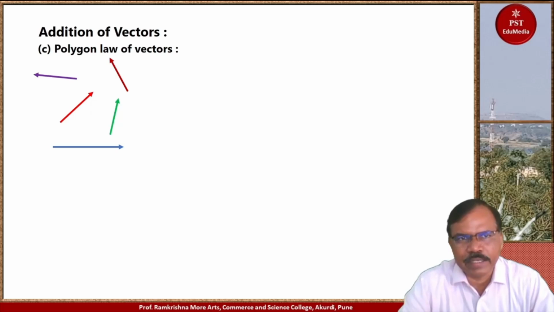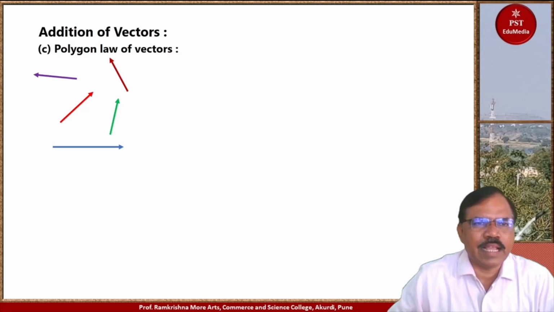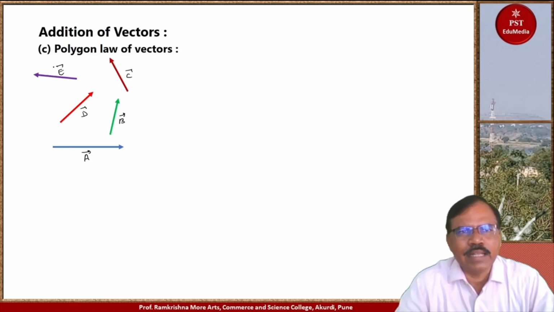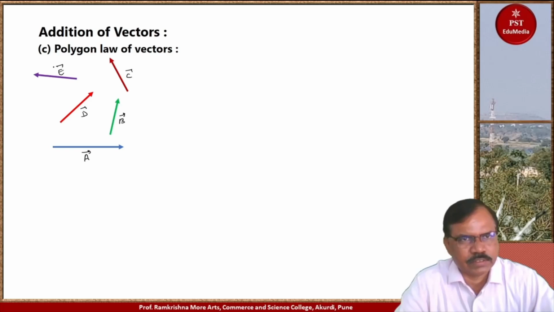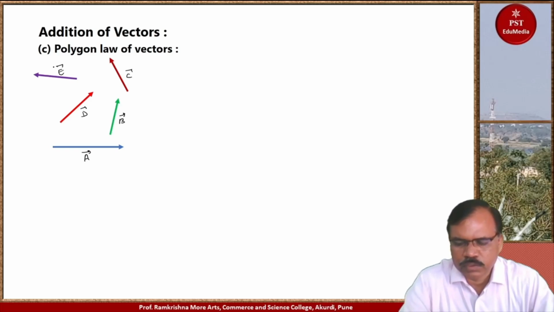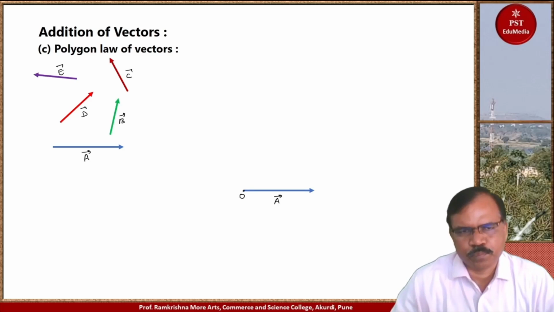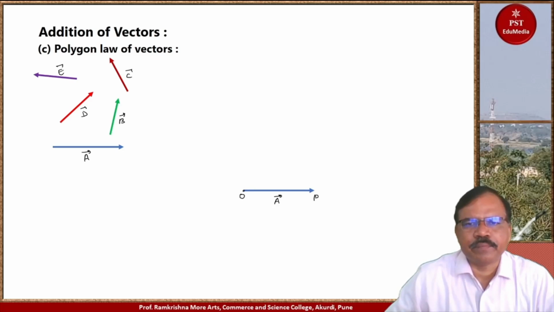Now we'll go to addition of vectors, but here we have a number of vectors. I can take vector A, vector B, vector C, D, E, like this. So these are a number of vectors, and we have to take their addition. This is called the polygon law of vectors. So how can we do it? Let us take the first vector A. I have taken this vector A here. Suppose this is the tail of vector A, at point O, and this is point P.